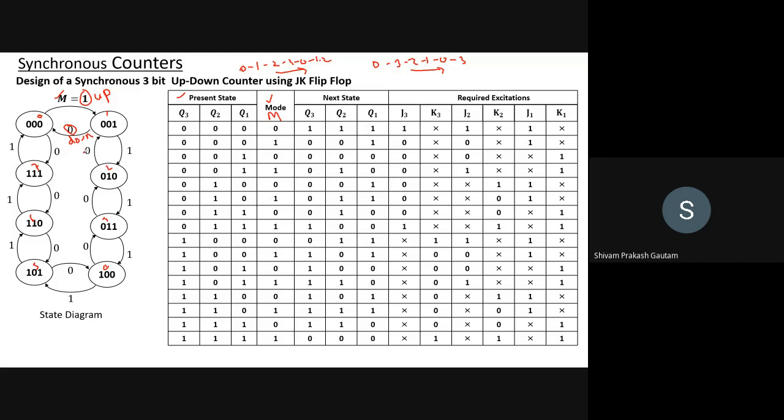You can take the vice versa as well. You can treat 0 as an up counter and 1 as a down counter, right? It's totally up to you, because you are the designer right now. So when m is equal to 0, our counter is behaving as a down counter. So you can see if the present state is 0, the next state is 7 or 111. For which case? For m is equal to 0, because m is equal to 0 is acting as a down counter.